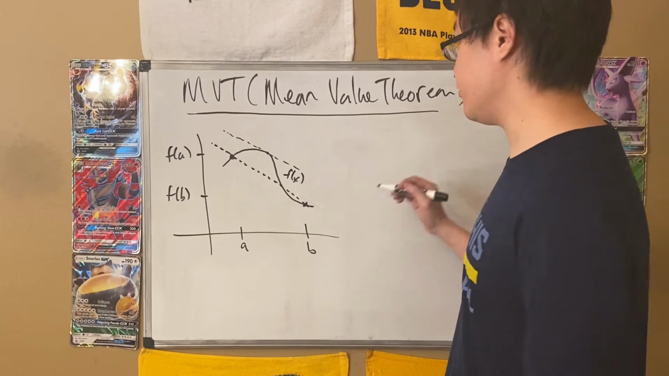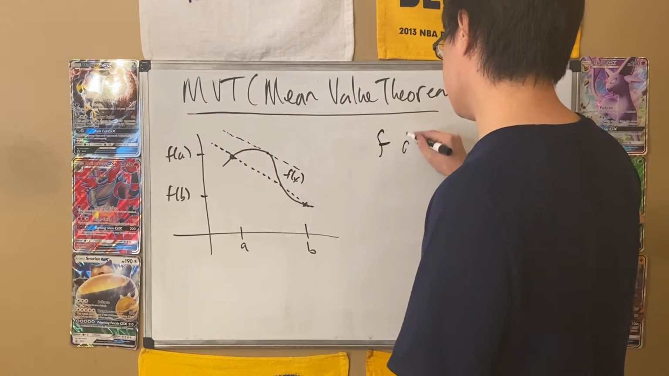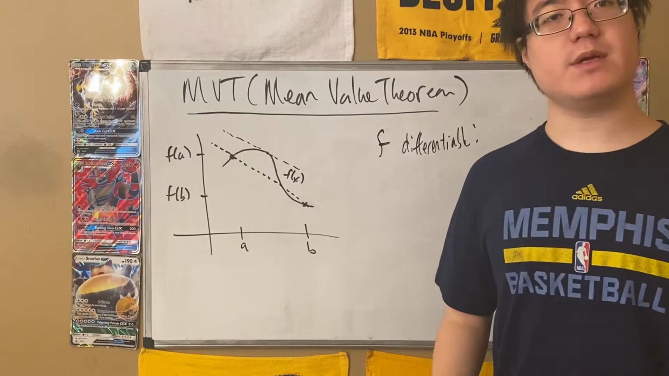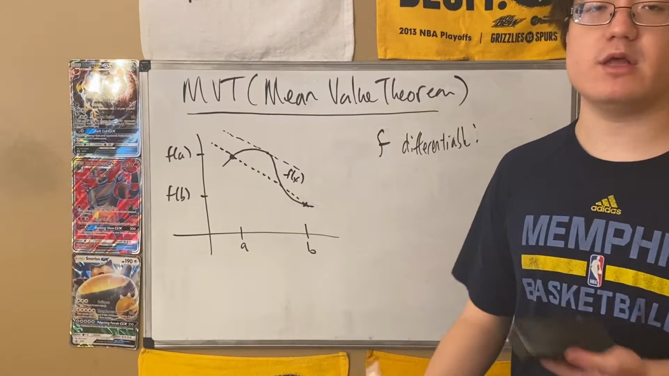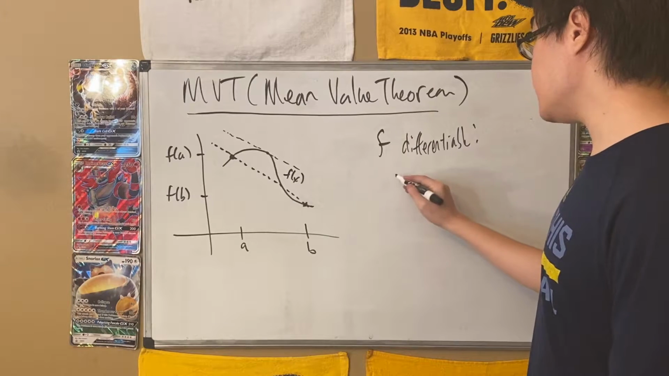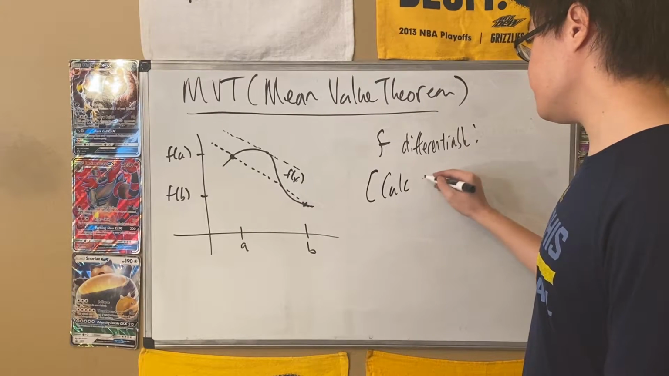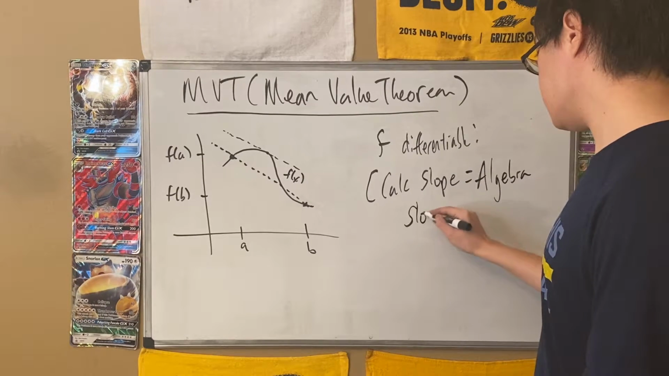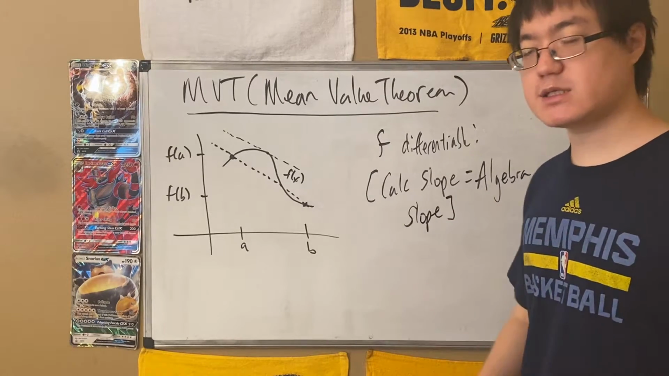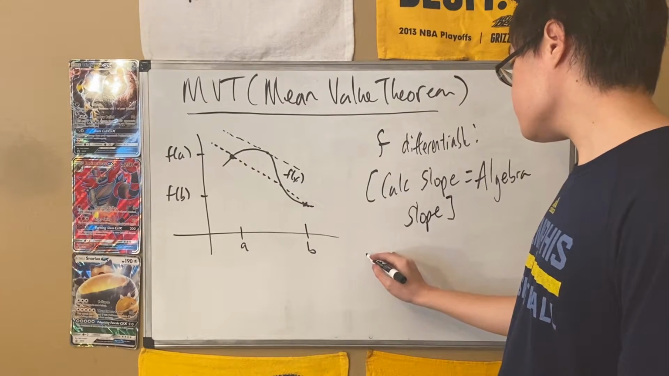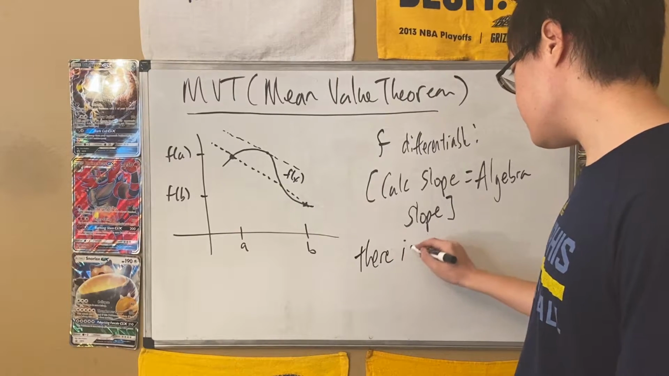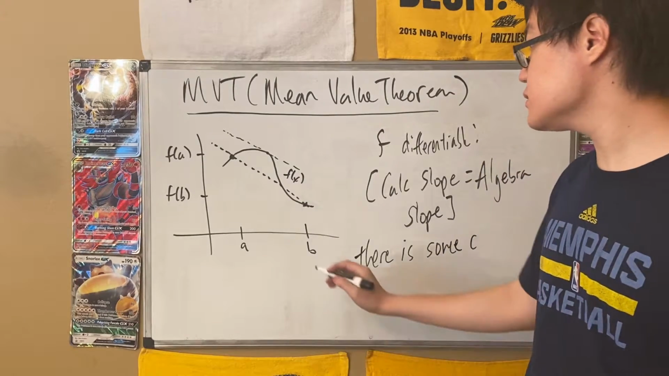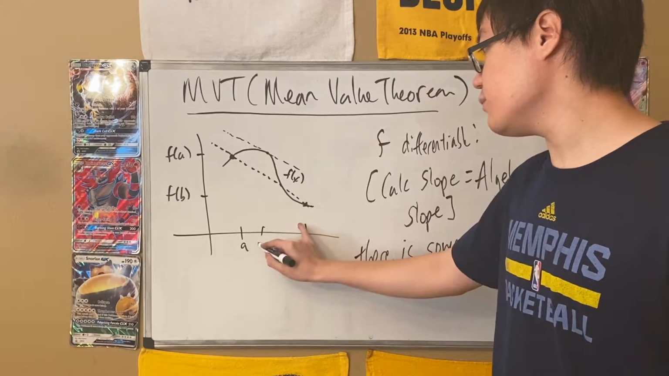So the actual statement of the theorem is that you need the function to be differentiable. So f is differentiable. And remember that differentiable means that you can take a derivative, and you need to be able to take a derivative in order to have this sort of process. So I like to remember it as calculus slope equals algebra slope somewhere in the interval, but more precisely, what it says is that there is some c. Again, you're not going to be able to find the c, you just need to know that it exists. So in this case, the c would be around right here, but I wouldn't be able to find it.